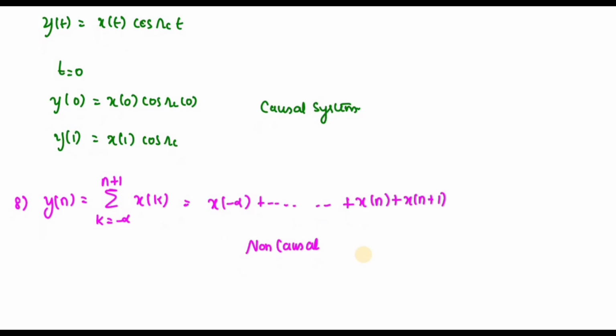So next, let me consider another problem. If they have given h of n is equal to delta n. Instead of y of n and x of n, they have given h of n. For this one, the condition is h of n is equal to 0 for n less than 0. So this is called a causal system.